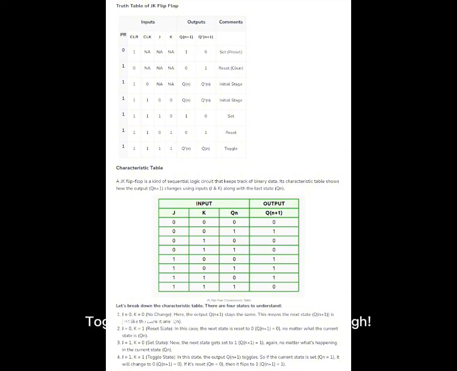Toggle, J equals 1, K equals 1. This is the breakthrough. Unlike the SR flip-flop, where 1 to 1 was an error, here it toggles. If it was a 0, it becomes a 1. If it was a 1, it becomes a 0. It's like a light switch.